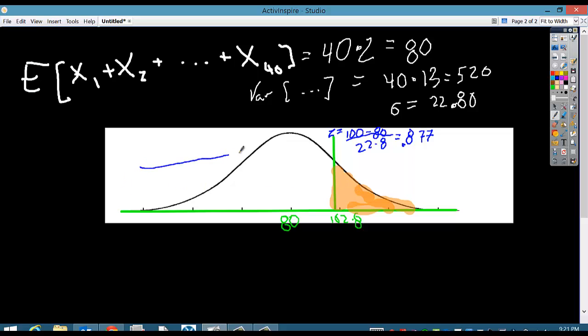We look it up, we get the area under the curve from negative infinity all the way up to here is 0.8106, which means 1 minus that gives me the rest of this. So 1 minus that gives me the area over here, which is 0.1894. And that, friends, is the probability that we get at least $100, because this is the $100 right here.